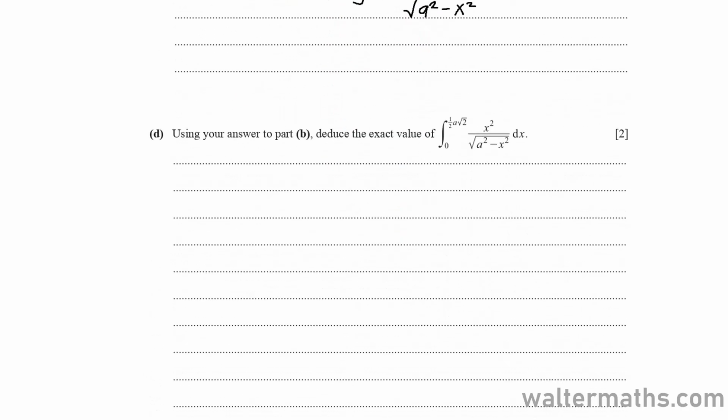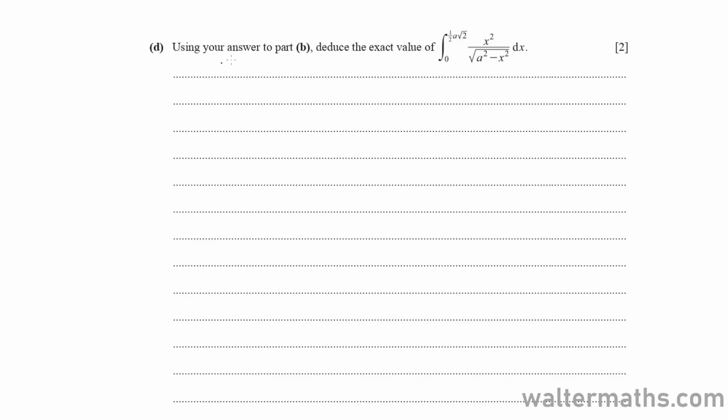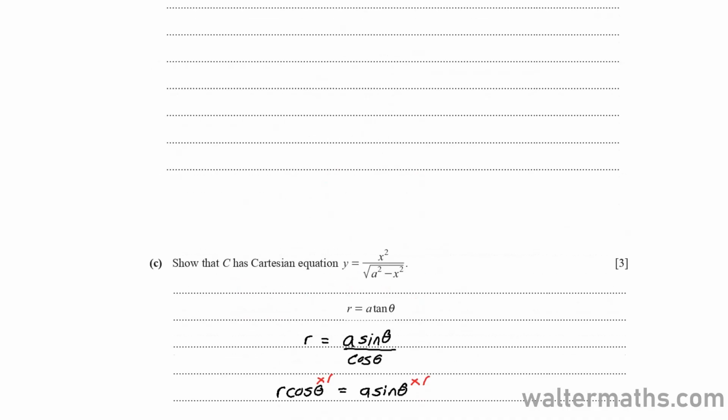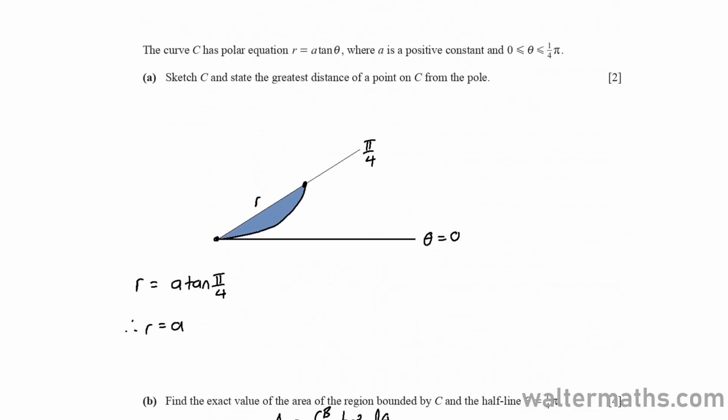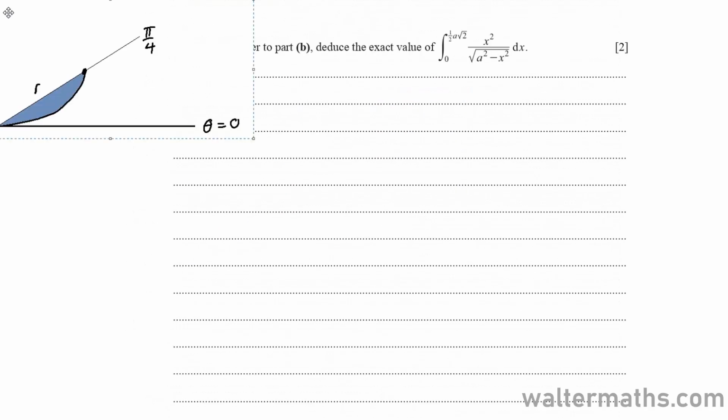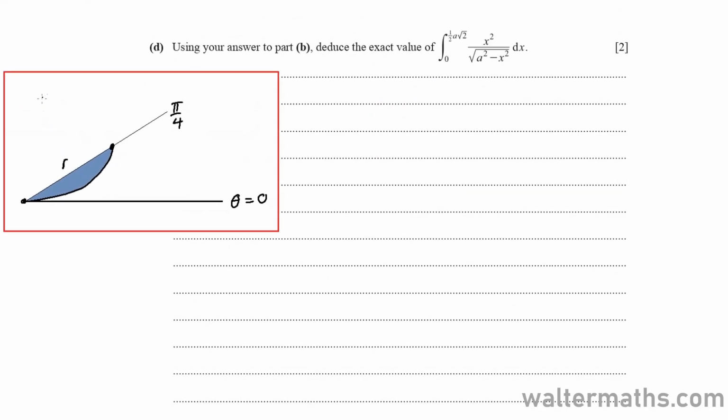On the last part, that's part D, they say, using your answer to part B, deduce the exact value of the integral from 0 to half root 2 of x² over the root of a² − x² with respect to x. Now, to understand this question, let's go back to the sketch of the curve C. So I'll take it here and place it here. So what we have right here is r = a tan θ. So that is the polar equation for this curve C.